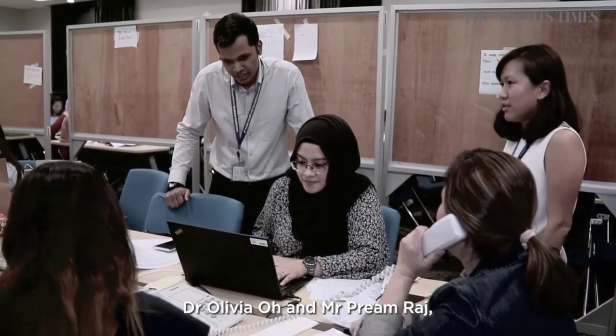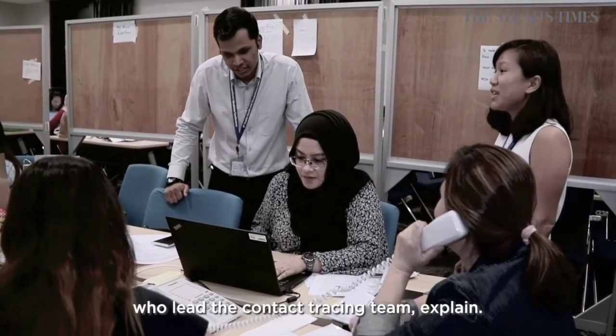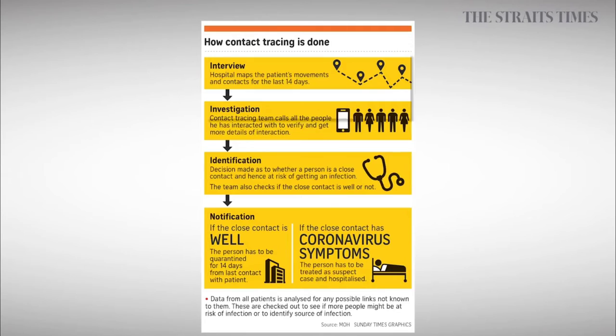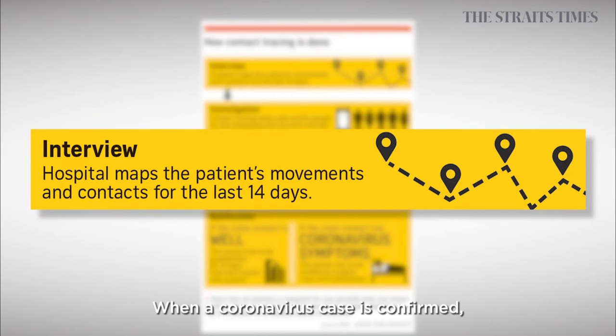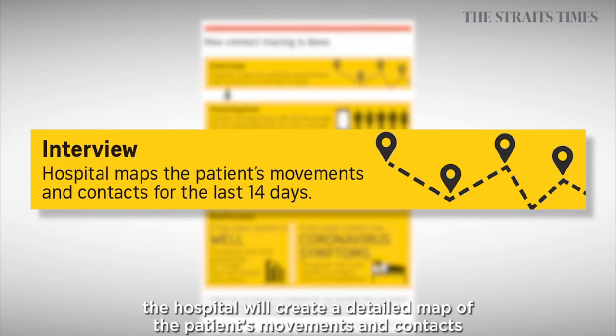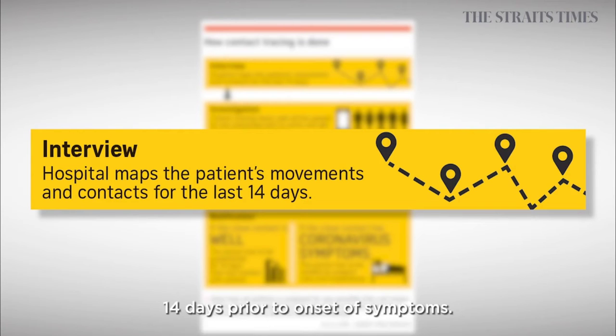Dr. Oliver Oh and Mr. Priyam Raj, who lead the contact tracing team, explain. When a coronavirus case is confirmed, the hospital will create a detailed map of the patient's movements and contacts 14 days prior to the onset of symptoms.